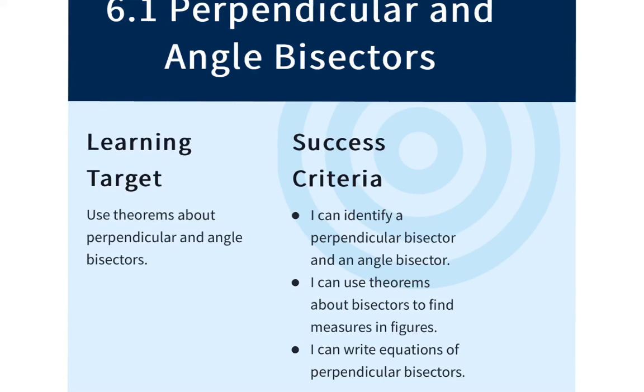So today we're going to be talking about lesson 6.1 from your book, Perpendicular and Angle Bisectors. We're going to do a gentle introduction to this lesson, which has a lot of good stuff in this chapter, some interesting things happening. But today really just a couple of quick proofs and some reminders of definitions. We want to be able to use theorems about perpendicular and angle bisectors. We want to be able to identify perpendicular bisectors and angle bisectors, use those theorems, and write equations of perpendicular bisectors. So a lot of the stuff we've been doing all year long, we're just going to continue today.